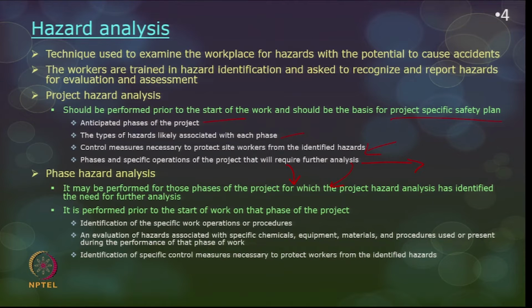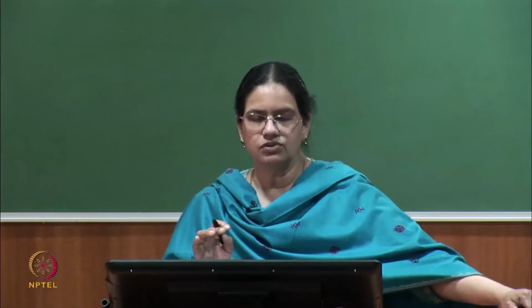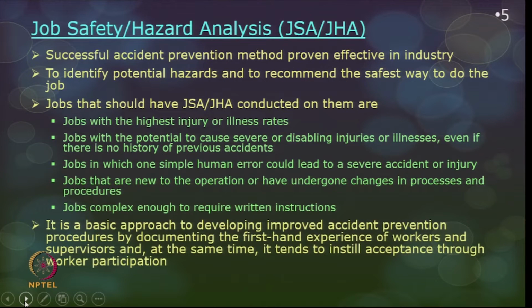Identification of specific work operations or procedures and evaluation of hazards linked with specific chemicals, equipment, material, or procedure used or present during the performance of that phase of work. Identification of specific control measures necessary to protect workers from the identified hazards, all those will be studied here. Once you have thoroughly done that mapping and the phase analysis is partially clear, you may have to do the job safety or job hazard analysis. Both are almost the same. One is identifying the hazards, another one is safety analysis.